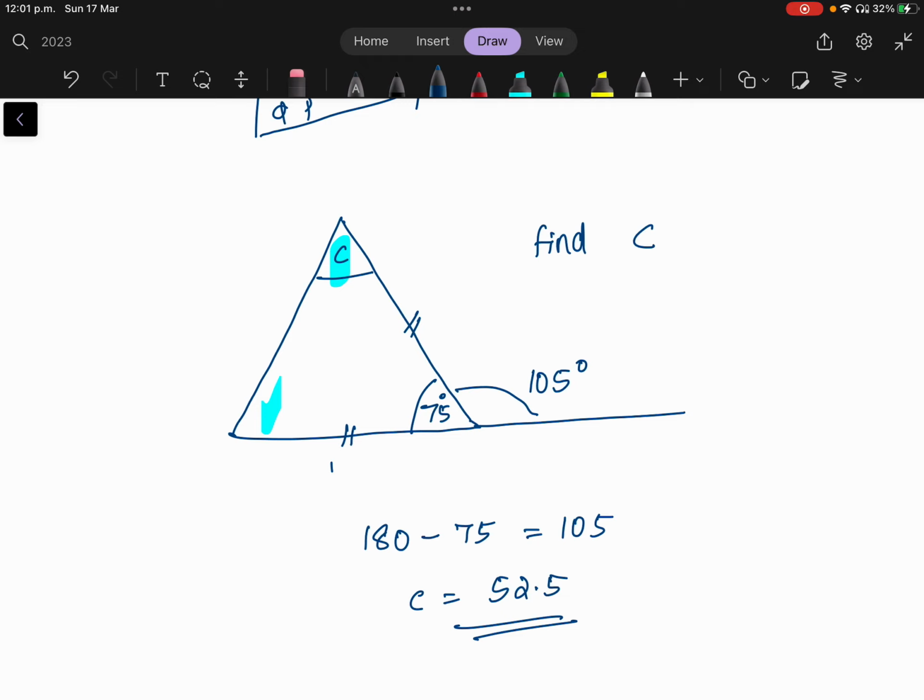So this is how we do the problems on triangles, and there can be complex questions also. I'll handle that in a different video. But remember, learn all these concepts and you will be good to go.